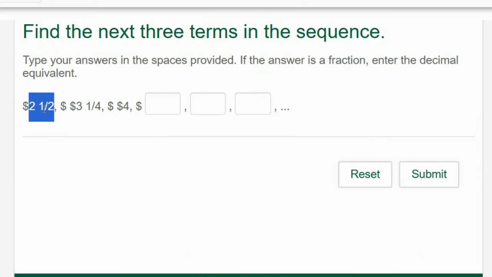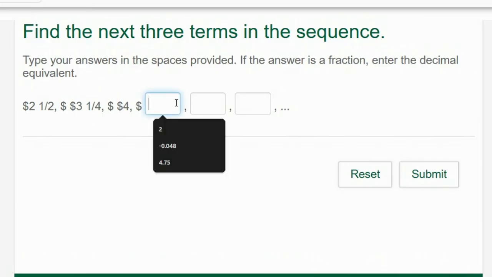Okay, so we went from $2.50 to $3.25 to $4 to what? How do you find the pattern? Well, if you want to know going from here to here, you just go backwards and subtract. What is 3.25 minus 2.5? What is 3.25 going to 4? 2.5, 3.25, 4. We're going up. Starts at 2.5, goes to 3.25. Next is 4. So it's got to be something bigger than 4.